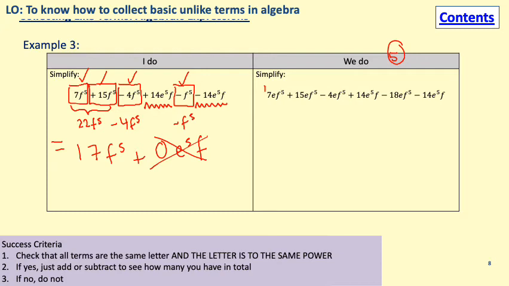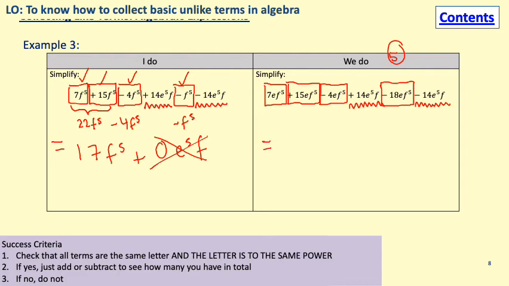Okay, so we've got ef to the power of 5. Our next term is plus 15ef to the power of 5, so powers and letters are the same. We've got negative 4ef to the power of 5. Now we've got plus 14e to the 5f, so the power is swapped from the f to the e. Then we've got minus 18ef to the power of 5 and negative 14e to the 5 f. So again, these two squiggly line terms, if you compare them, the only difference is one is positive and one's negative. So they're going to cancel each other out once again.